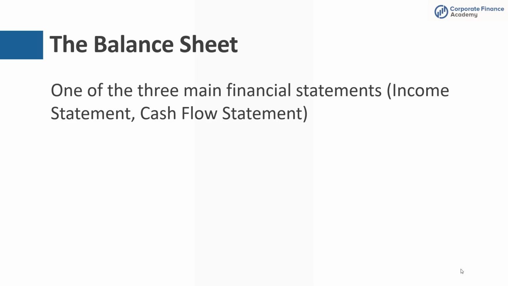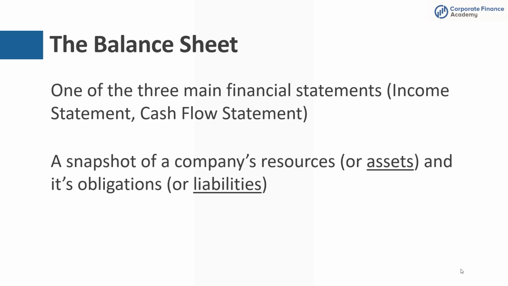The balance sheet is one of the three main financial statements, along with the income statement and the cash flow statement. It is a snapshot of all the company's resources or assets and all of its obligations or liabilities. Sometimes you also hear this as what it owns and what it owes.